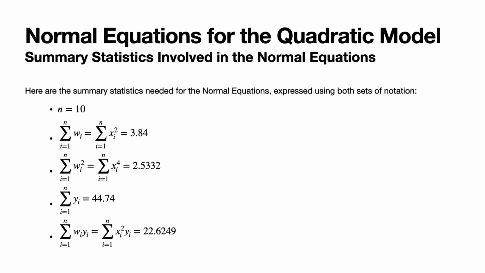So the sample size is 10. The sum of the w values, which is equal to the sum of the squared x values, is 3.84. The sum of the squared w values, which is equal to the sum of the x values raised to the fourth power, is 2.5332. The sum of the response variable y is 44.74, and the sum of the products of the w and y values, which is equal to the sum of the products of the squared x values with the y values, is 22.6249.